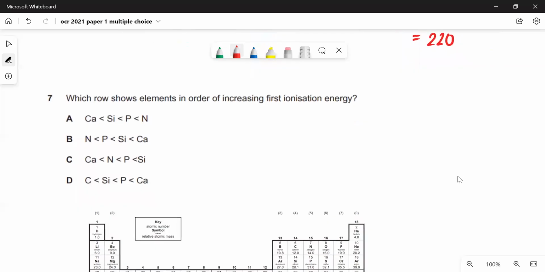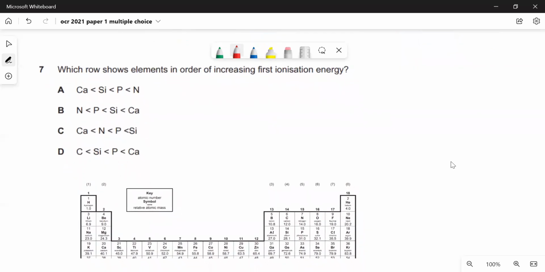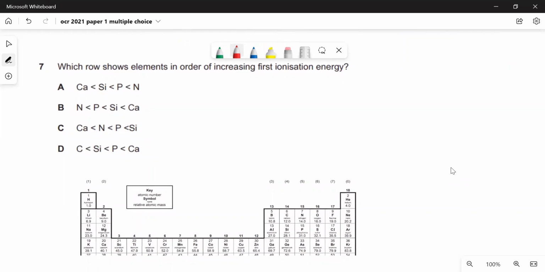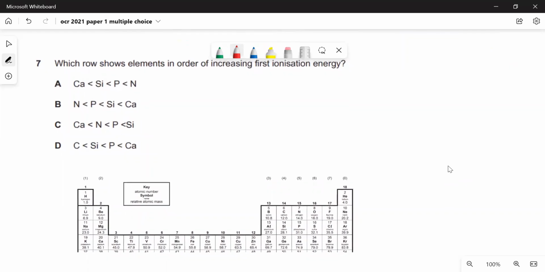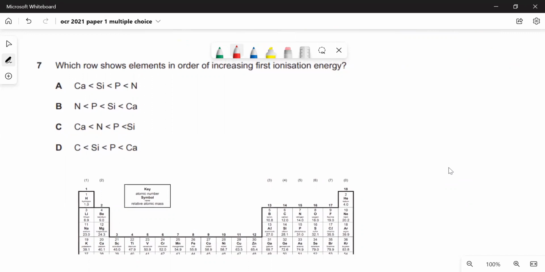Right. Which row shows elements in order of increasing first ionization energy? Now, there's a whole mishmash of different elements there. But the quickest way, I think, is to look, as you go down any group in the periodic table, and you stick to the same group, the ionization energy decreases as you get more shielding. We want to put them in order of increasing ionization, so if there's two elements in the same group, we must be going up the group.